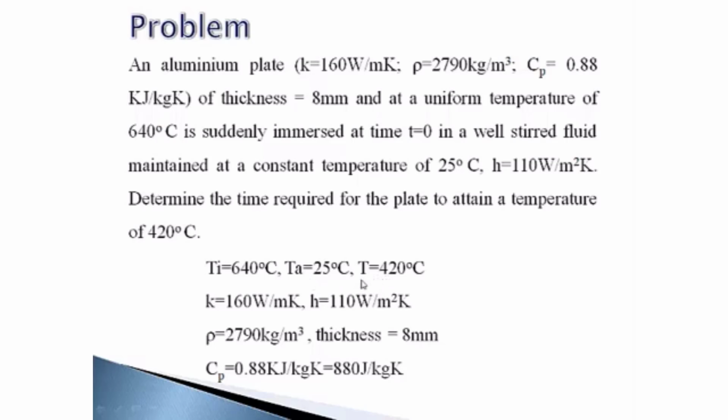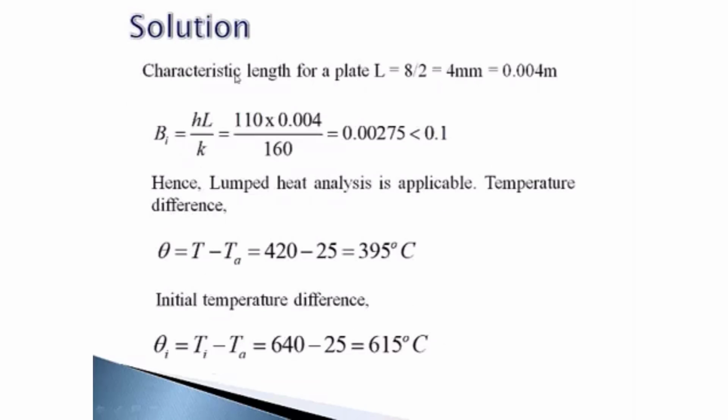So you know, T minus Ta is theta and Ti minus Ta is theta I. So the temperature difference is known, we need to find out the time. So theta and theta I are known. Theta I is 640 minus 25, which is 615, and theta is 420 minus 25, or 395. So we need to find out the characteristic length of the plate. For a plate it is thickness by 2. Thickness is 8 mm, so you get 4 mm, and 4 mm is 0.004 meter.